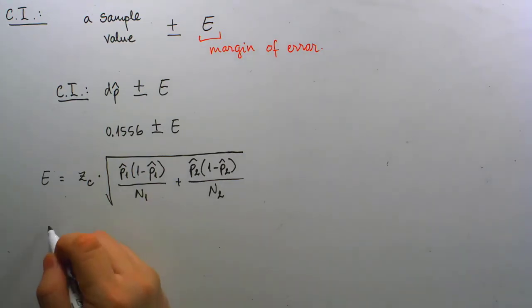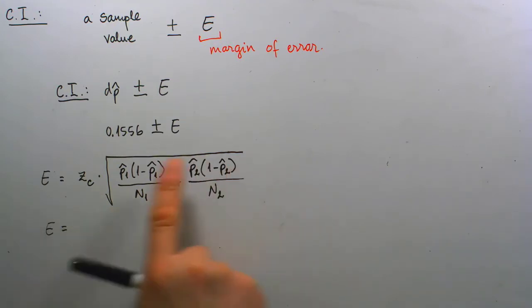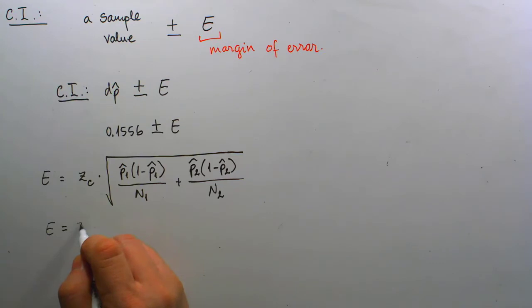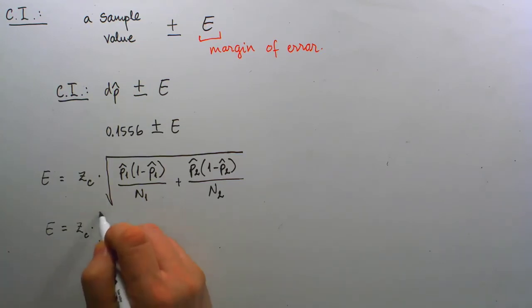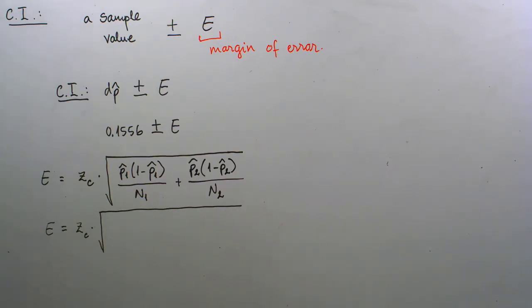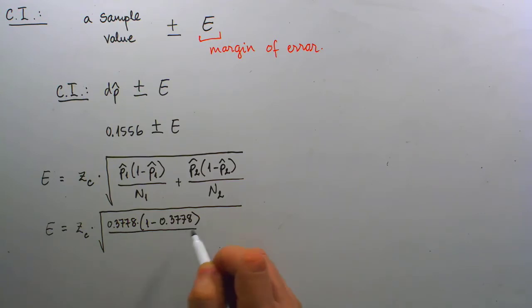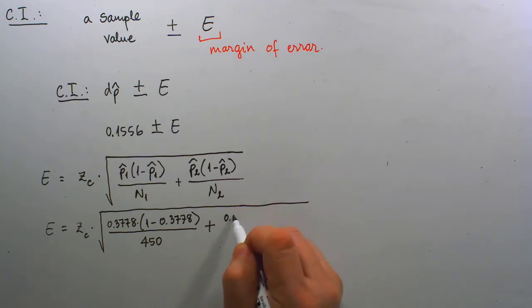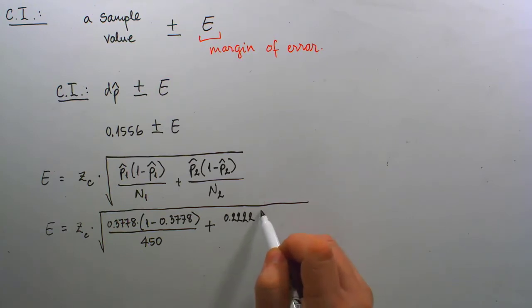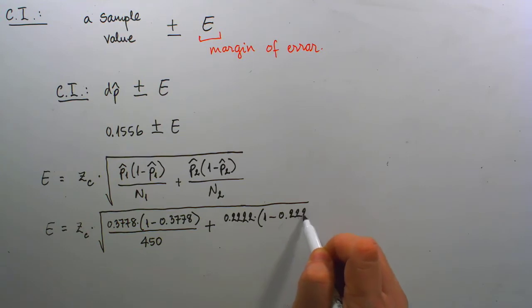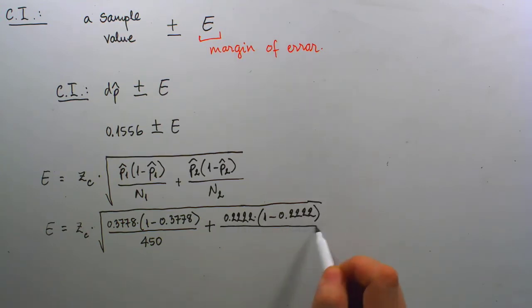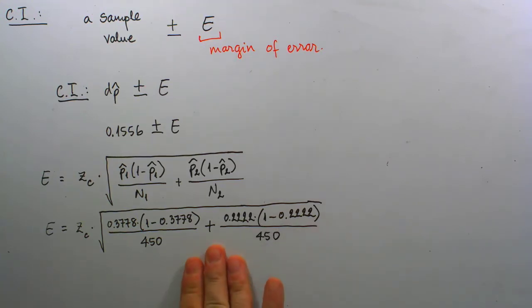So in that way, we can almost complete this formula to calculate our desired margin of error. We still haven't gotten to the z sub c, so I'm going to leave that there, but at least for the bigger part inside the square root, I am going to have 0.3778 for p hat 1 in product with 1 minus 0.3778, and I'm dividing that product by the sample size n1, 450. And I'm going to need to extend this a little further. Still inside the square root, I'm going to substitute in my p hat 2 value, 0.2222, in product with 1 minus 0.2222, and that is to be divided by the sample size n2.